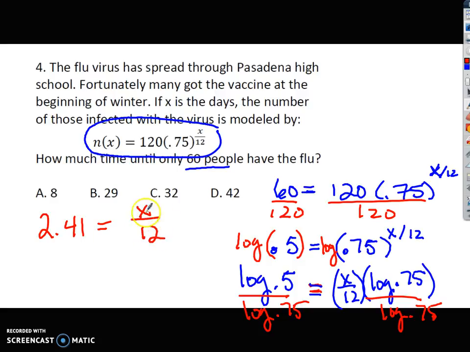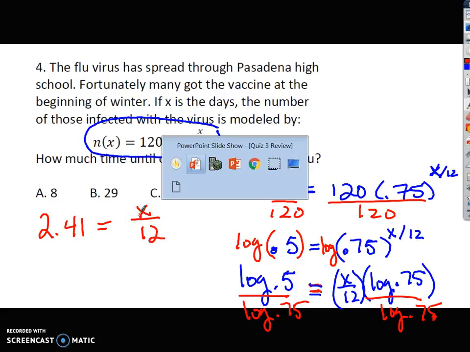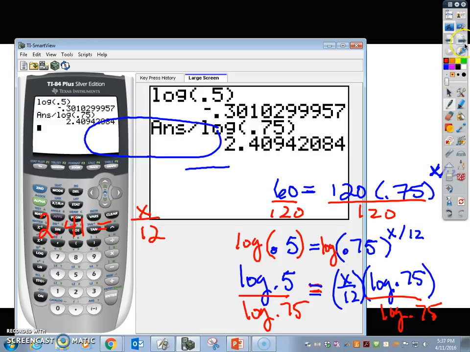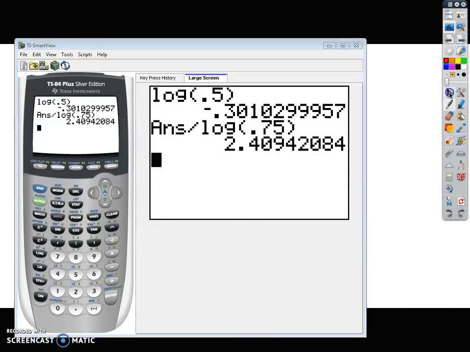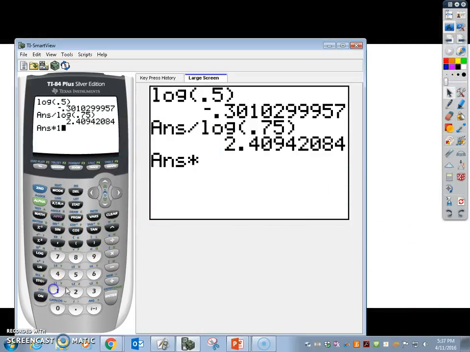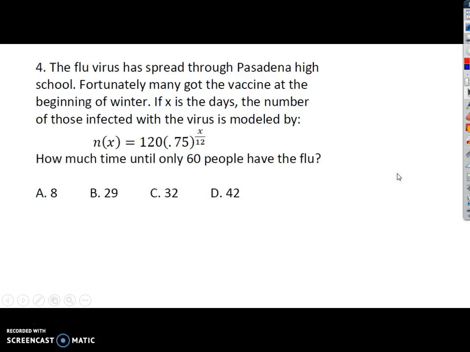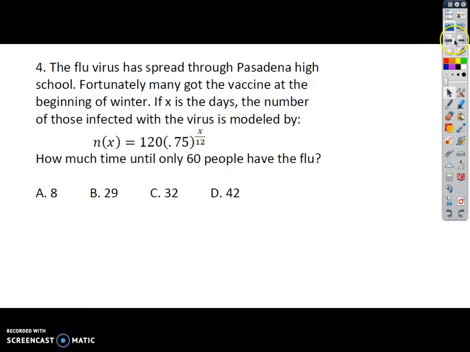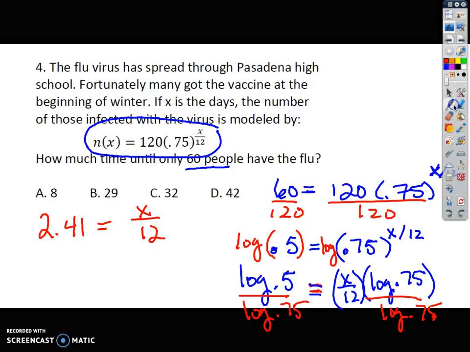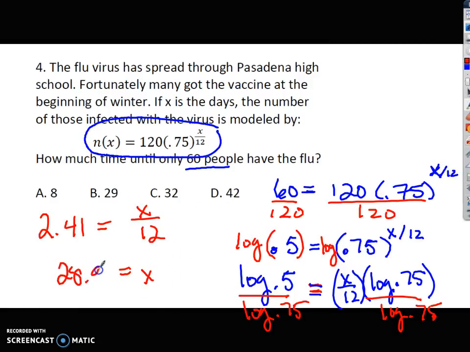Now, how do I get rid of the 12? I have to multiply both sides by 12. So pretty much the last answer, multiply times 12. Answer times 12, and I have 28.9, which is the closest answer, right? So x is equal to 28.9, and that is 29.